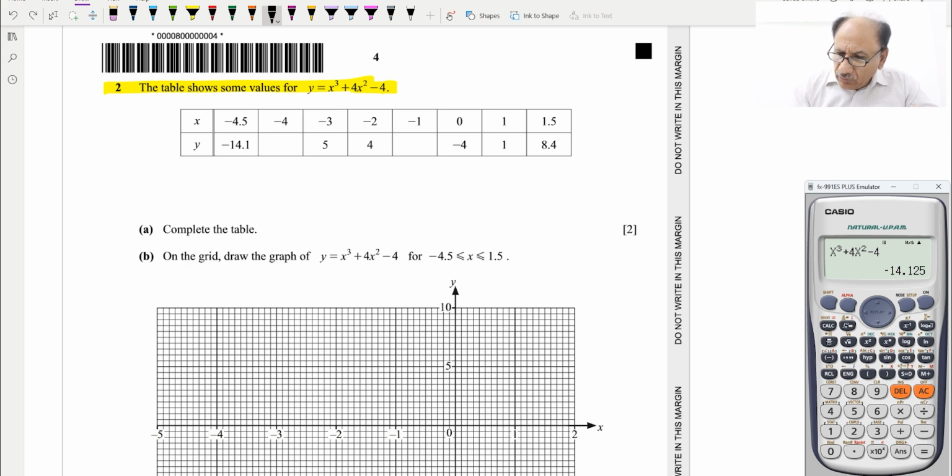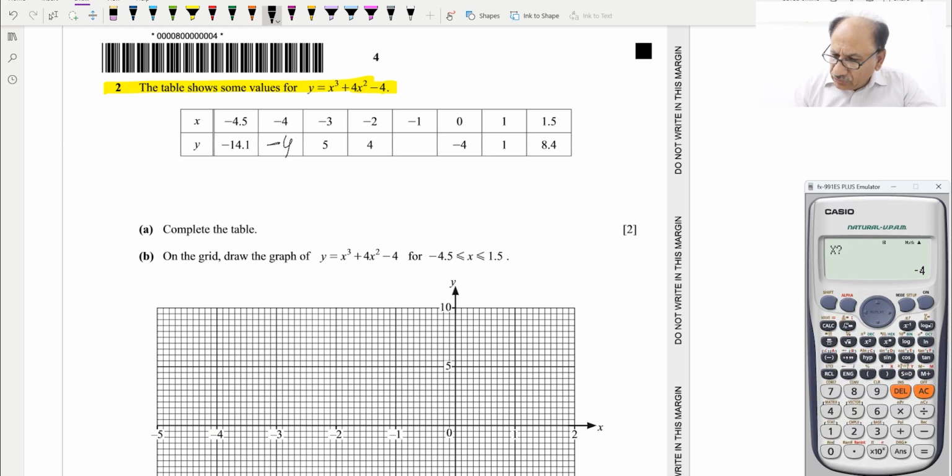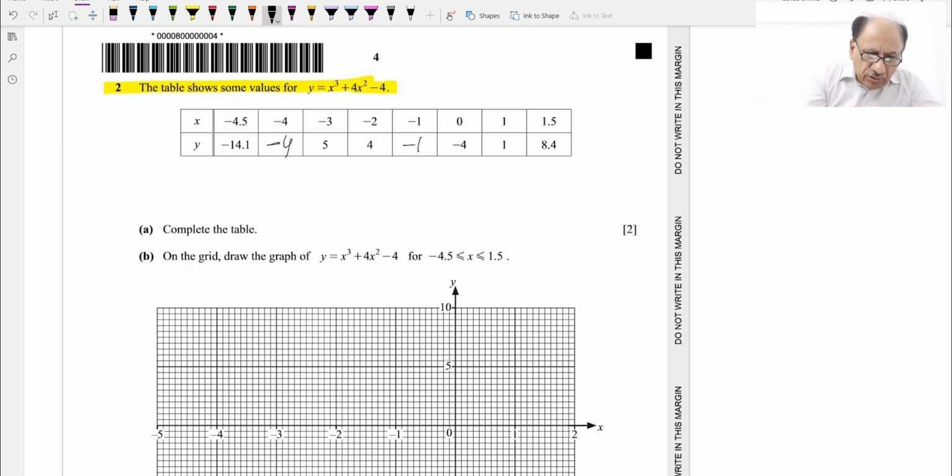Now we can again calculate for minus 4, which gives minus 4, so the value here will be minus 4. The next value, calculate for x equal to minus 1, is giving us minus 1, so this is also minus 1. So these are the 2 unknown values which we have filled, and this is for 2 marks. Hopefully you understood this. Then complete the table, which we have done. Basically it was A part. B part: on the grid, draw this curve.